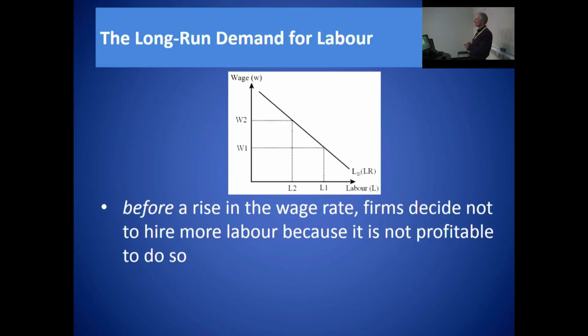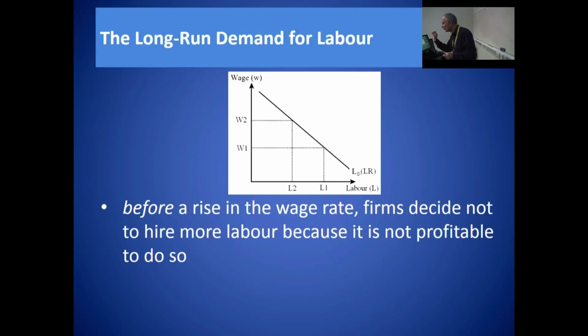Intuitively, why is that the case? Well, think about what would happen before the price of labour went up. The firm would look at the price of all of its factor inputs. It would look at the price of labour. It would look at the price of capital. It would see what output it could produce. It would see how much it could sell it for. And given that, the firm then identifies an optimal mix of labour and capital.